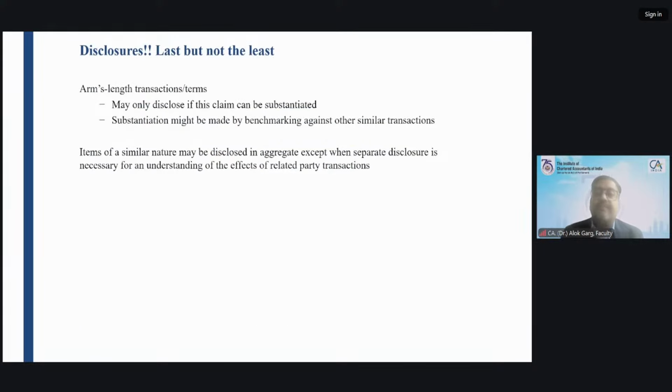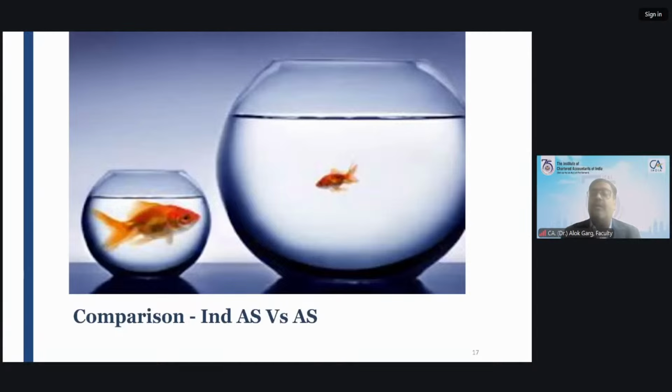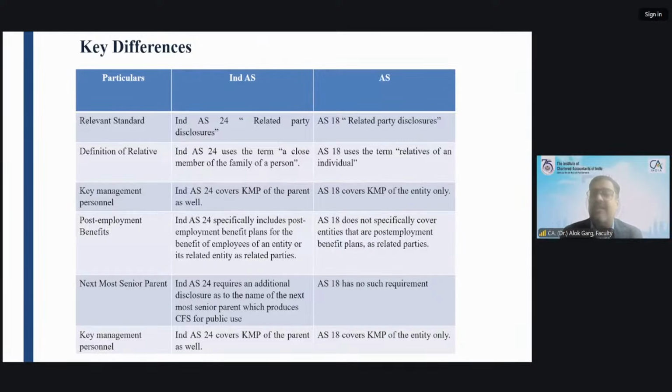And friends, talking of the difference between Ind AS and AS. In Ind AS it is Ind AS 24, in accounting standard it is AS 18. For the definition of a relative, accounting standard uses the term relative, but Ind AS uses the term close member of the family of a person. Ind AS 24 covers that if a person is a KMP of the parent also, then that person is related to the subsidiary as well. But AS 18 covers KMP of the entity only.